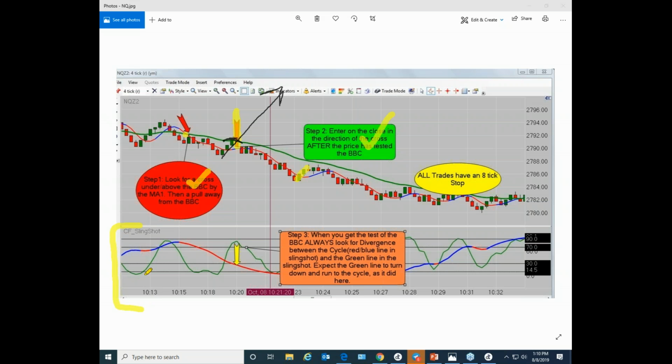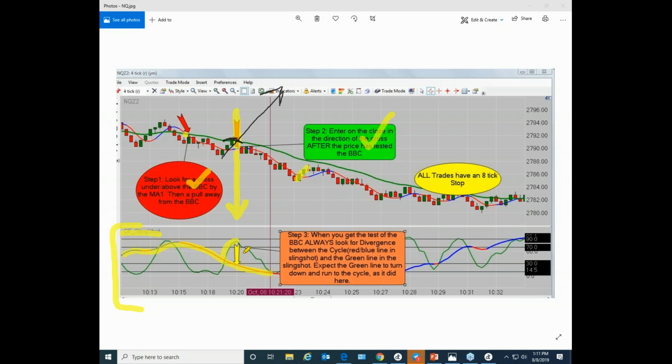Now, our eyes gravitate toward the oscillator portion of the chart, what is referred to as the slingshot. Because here's what's happening. After we get the pullback to the BBC, our eyes are going to gravitate toward the slingshot portion of the chart. And here are some buzzwords about the slingshot. The red and blue line is referred to as a cycle. Really nothing fancy about it, it's just the cycle. The green line is just the green line.